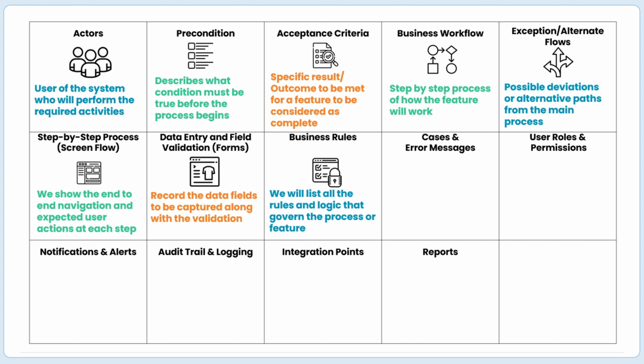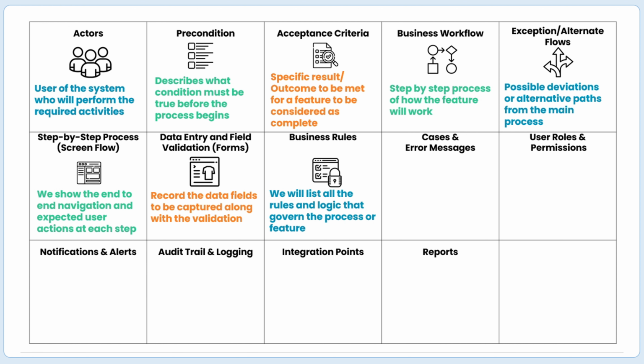Next, we have business rules. In business rules, we will list down all the rules and logic that governs a process or the feature. For example, customer can order maximum 10 units per item. If the unit count goes beyond 10, then we should give an error message.